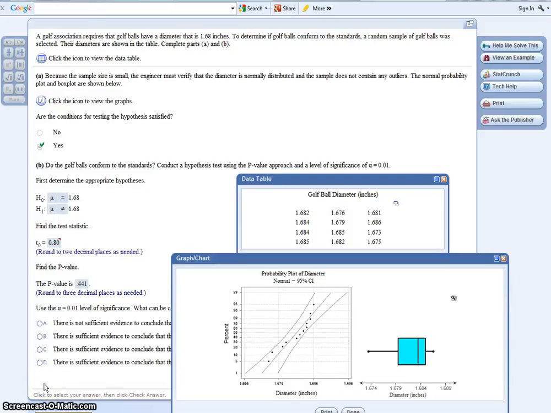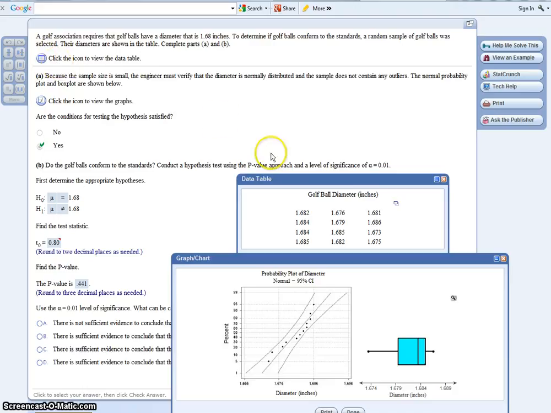Hi everybody. So I just wanted to do a problem here that had the actual data in it, and it doesn't have the summary statistics. So this might be a little bit hard to compute. Again, you can do these by hand if you really want to, but what I would suggest is trying to use StatCrunch as much as possible.